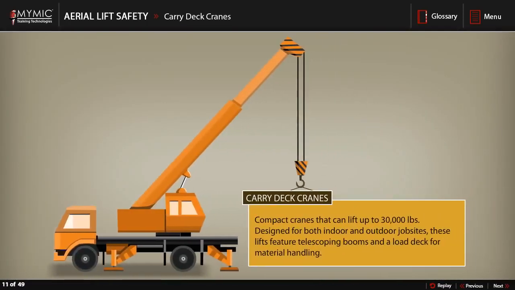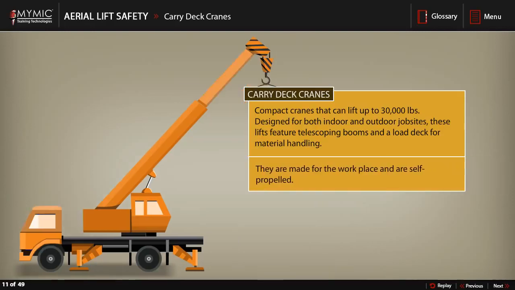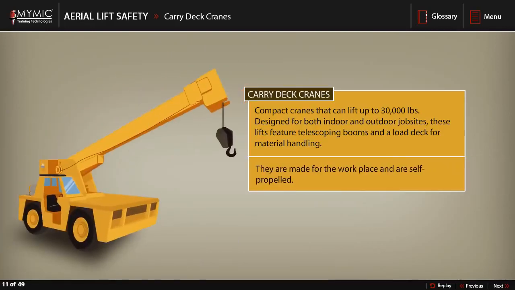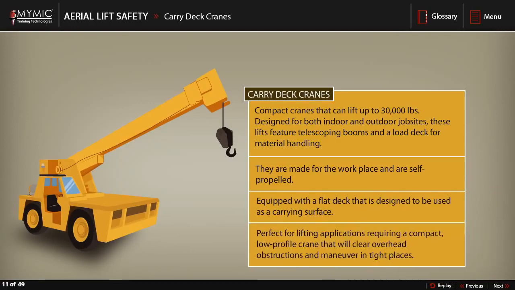Carry deck cranes. Carry deck cranes are compact cranes that can lift up to 30,000 pounds. Designed for both indoor and outdoor job sites, these lifts feature telescoping booms and a load deck for material handling. They are made for the workplace and are self-propelled, usually capable of picking up a load and traveling with it. The crane is equipped with a flat deck that is designed to be used as a carrying surface. They are perfect for lifting applications requiring a compact, low-profile crane that will clear overhead obstructions and maneuver in tight places.